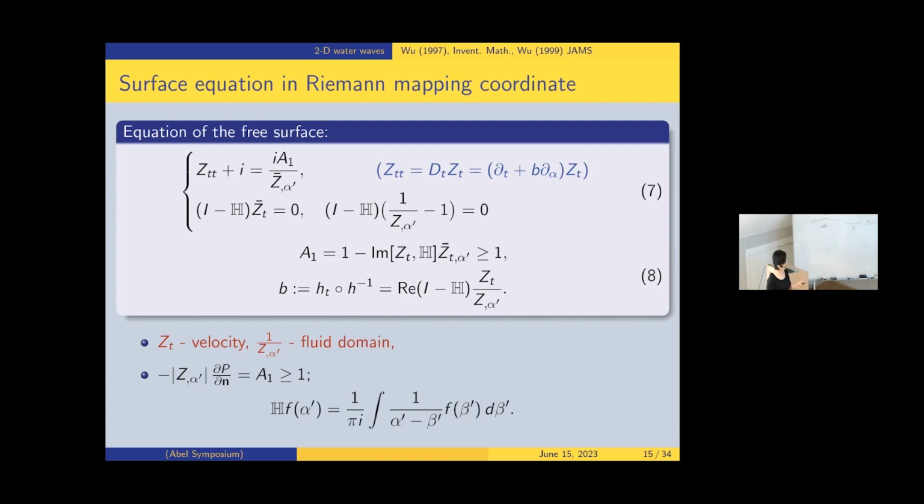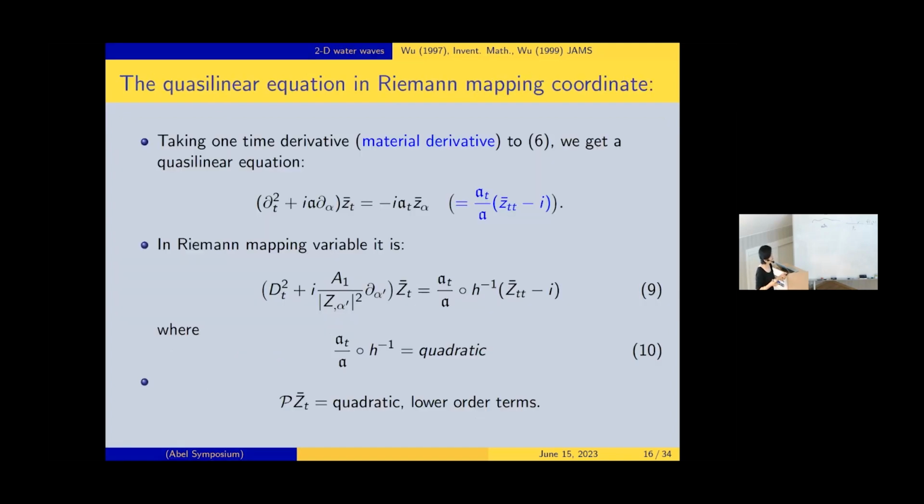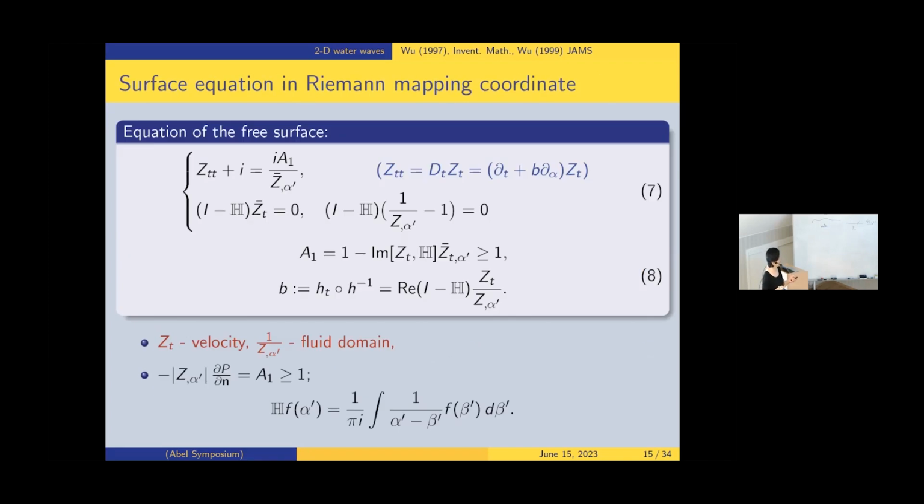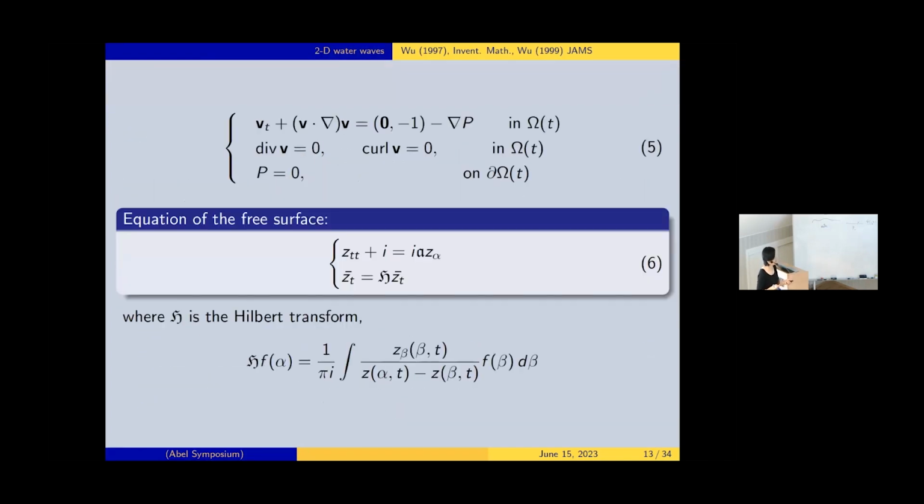So the good thing is we have a precise formula for A1, and we also have a precise formula for b, which is written as the real part of I minus H applied to z_t divided by z alpha. This z_t is the velocity. So with all these formulas, there is a problem: so far, this whole thing is completely fully nonlinear. It turns out that just by taking one time derivative, a material derivative, of the boundary equation, we get a quasi-linear equation.